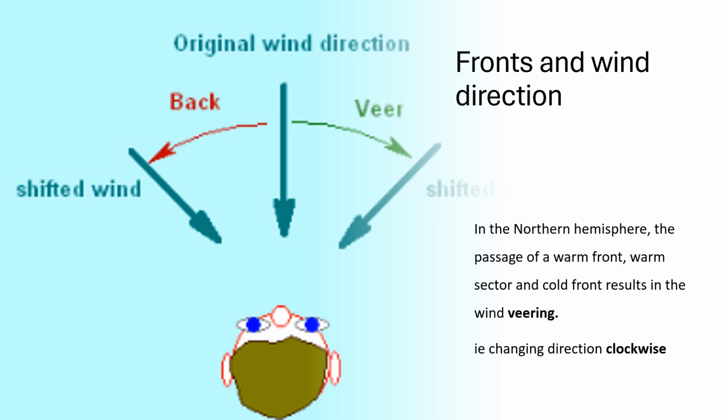The passage of a warm front, warm sector, and then the cold front in the northern hemisphere results in the wind veering at the warm front, stabilizing through the warm sector, and then veering again at the cold front. Veering is a switch clockwise when imagined from above, like in this diagram, or to your right when you stand and face into the wind. The wind is said to be backing when it shifts to your left when you're facing into the wind.